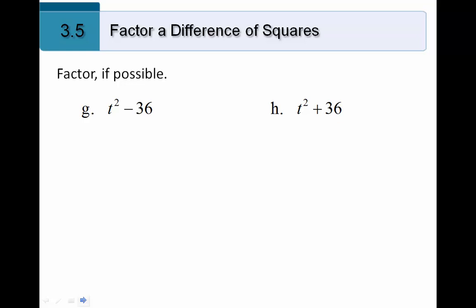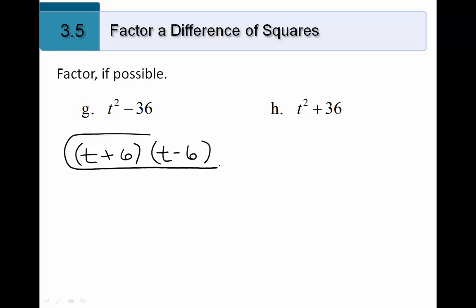Factor if possible. So notice we have t squared minus 36. We can factor this. It's a difference of squares. t multiplied by t is t squared. 6 multiplied by 6 is 36. One's positive and one's negative. t squared plus 36. Ask yourself if you could factor out a greatest common factor, which you can't. Since it's a sum of squares, this is prime, or unfactorable.